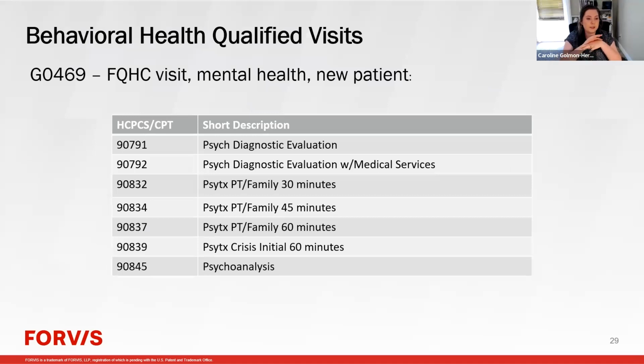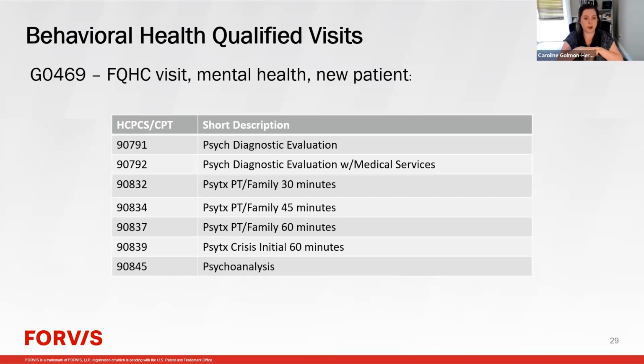So to dig a little bit deeper into those behavioral health qualified visits, the G0469 is the FQHC mental health visit for a new patient. So that will always need to be assigned if one of these subsequent CPT codes is added to the claim as well. So if the patient comes in for that initial psych diagnostic evaluation for 90791, you would want to see that G0469 on there as well, as long as they are a new patient.